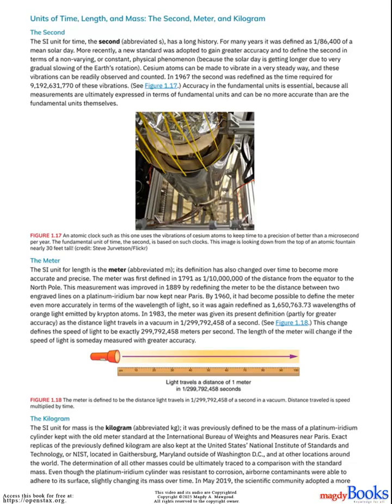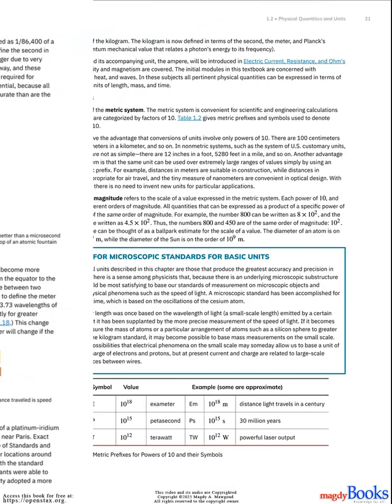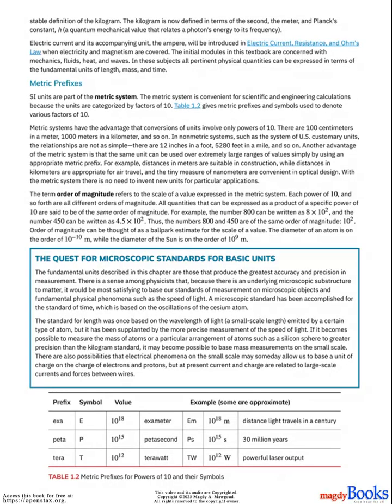Even though the platinum iridium cylinder was resistant to corrosion, airborne contaminants were able to adhere to its surface, slightly changing its mass over time. In May 2019, the scientific community adopted a more stable definition of the kilogram. The kilogram is now defined in terms of the second, the meter, and Planck's constant, h, a quantum mechanical value that relates a photon's energy to its frequency.